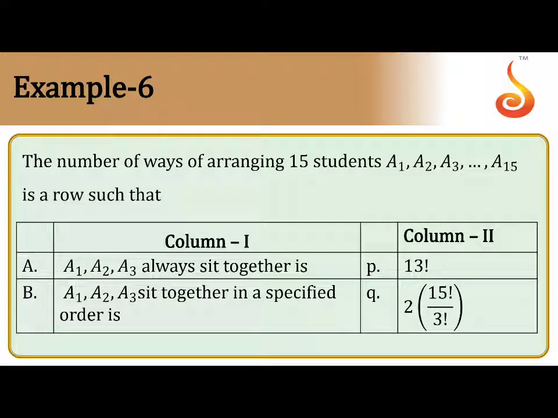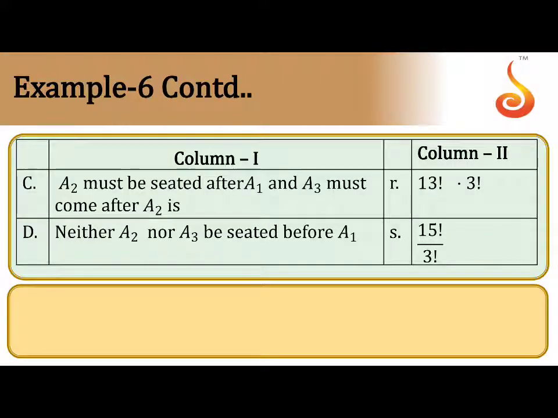Always arranging 15 students A1, A2, A3, ..., A15 in a row such that first, A1, A2, A3 always sit together. A1, A2, A3 sit together in a specified order. Specified order is only one way. A2 must be seated after A1 and A3 must come after A2. Neither A2 nor A3 be seated before A1. That's the data which is given.